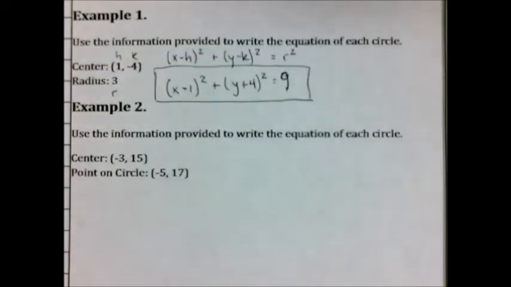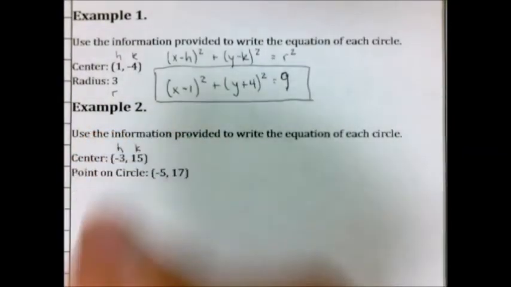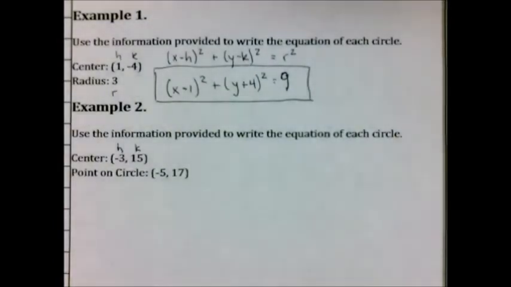Alright, example 2 is like example 1. It says use the information provided to write the equation of each circle. And here's what we know. We know the center is (-3, 15). Okay, so we know that's going to be our h, k. And there's a point on the circle that's (-5, 17). But if you see here, it doesn't tell us anything about our radius, which is an important part in order to actually write the equation of the circle, right?